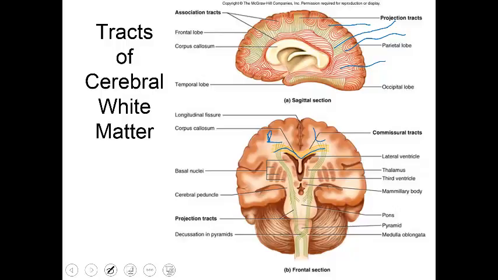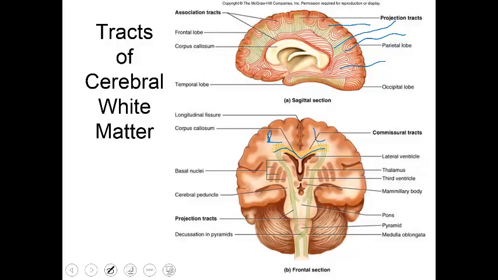Next, you have association tracts. Association tracts go within the same hemisphere. So parts of the left hemisphere are connected to parts of the left hemisphere via association tracts. The third kind of tract is the projection tract. The projection tract connects parts of the lower cerebrum to parts of the cerebral cortex. So from downwards to upwards.